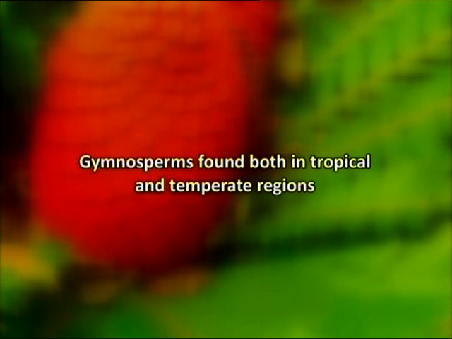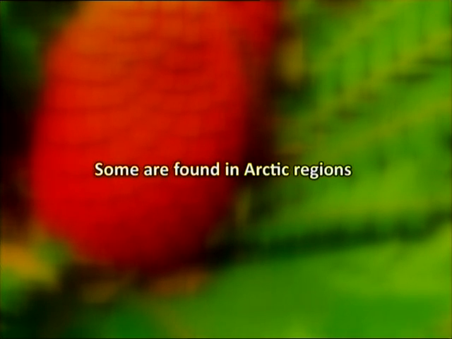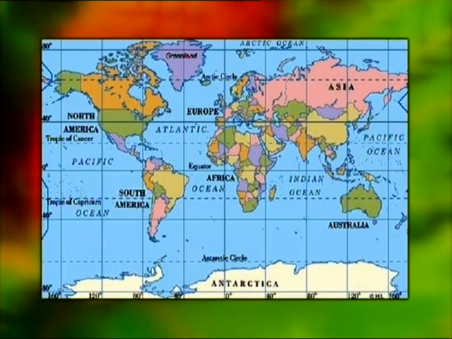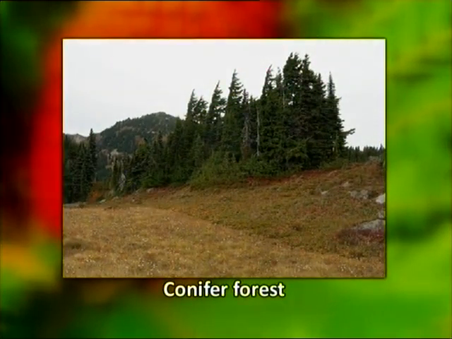Occurrence and distribution. Gymnosperms are found both in tropical and temperate regions. Some are found in Arctic regions. Of these, majority belong to conifers. The conifers are mostly distributed in the cooler regions of Europe, Asia and North America. They are dominant in upper timberline zone of mountain range, including the Himalayas.